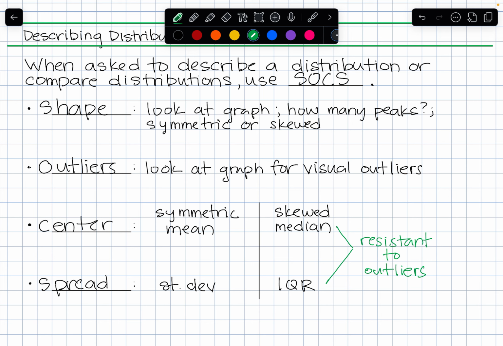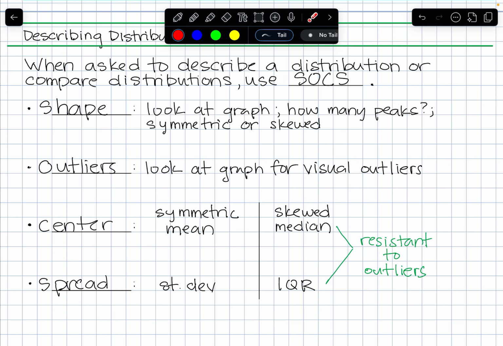Whereas the mean and standard deviation look at the value of every single data point. So the inclusion of one outlier is going to cause those measures to move. That makes us unhappy as statisticians. So we only use the mean and standard deviation for nice, pretty symmetric graphs that don't have noticeable outliers. We use the median and IQR for graphs that are skewed, that have noticeable outliers in their graph.